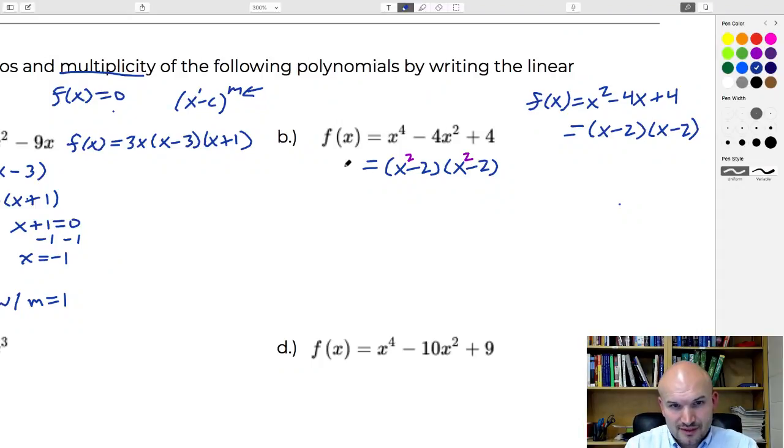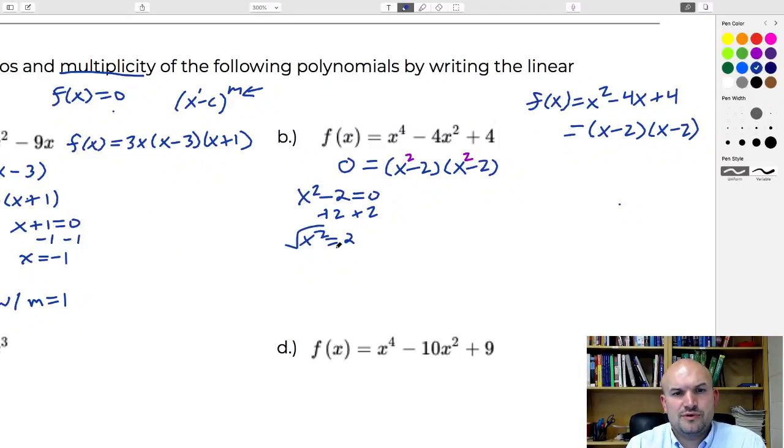So again, I did make a mistake here because this ends up being x squared minus 2, x squared minus 2. So if I was going to solve these, it would be x squared minus 2 is equal to 0. And you can see it's actually the same 0 here. So you add a 2, x squared is equal to 2. Take the square root, x is going to equal plus or minus the square root of 2. And again, I didn't want to get to this in this section.